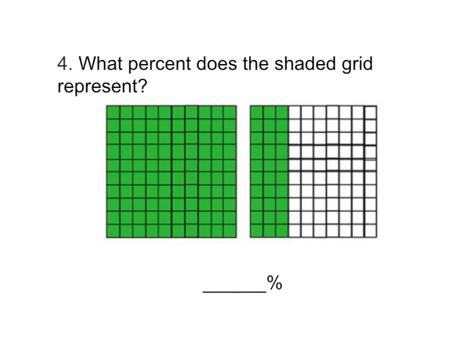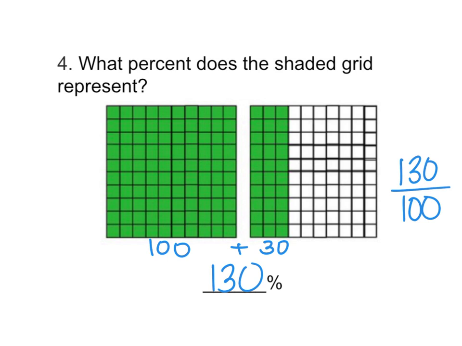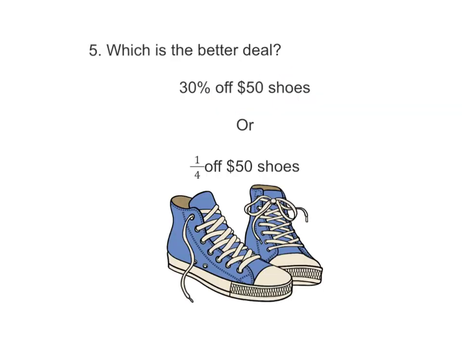What percent does the shaded grid represent? So I'm going to look at this one. This is 100 out of 100, plus we have 30 more, and so I have 130 hundredths colored in. Those tiny little squares are hundredths, and I have 130 of them colored in. So this means 130%. Another way you can think about it is this is 100% colored in, and this is 30% colored in. When we add them together, we get 130%.